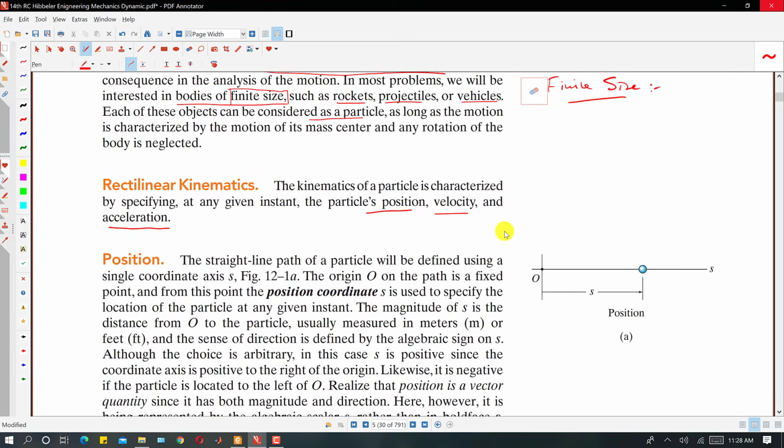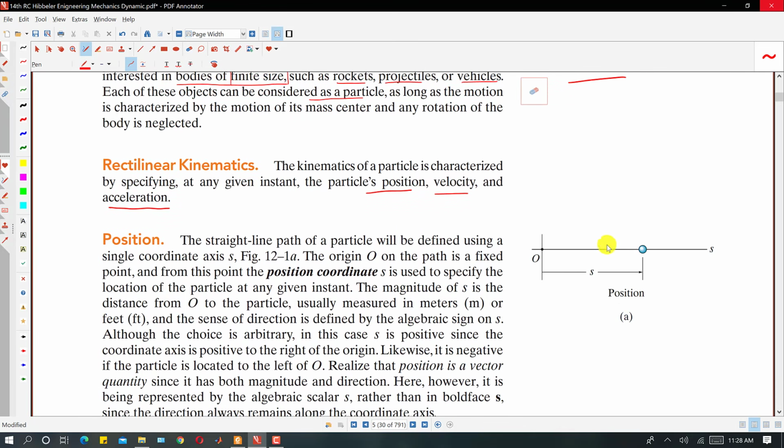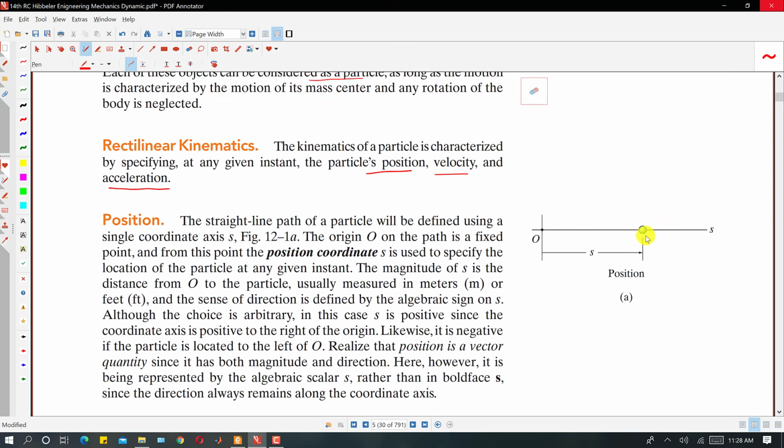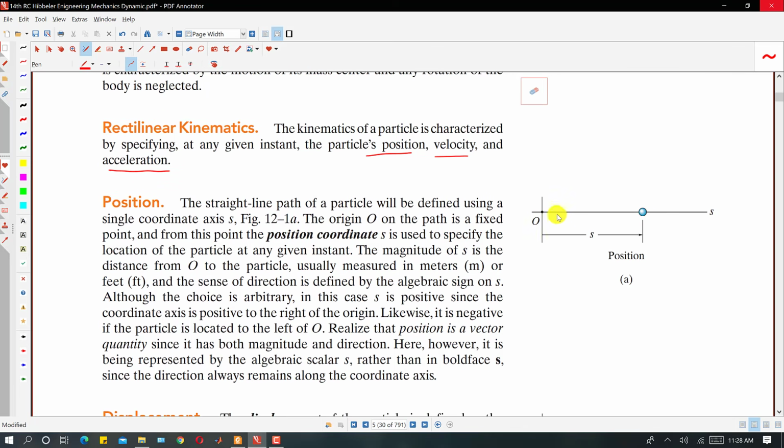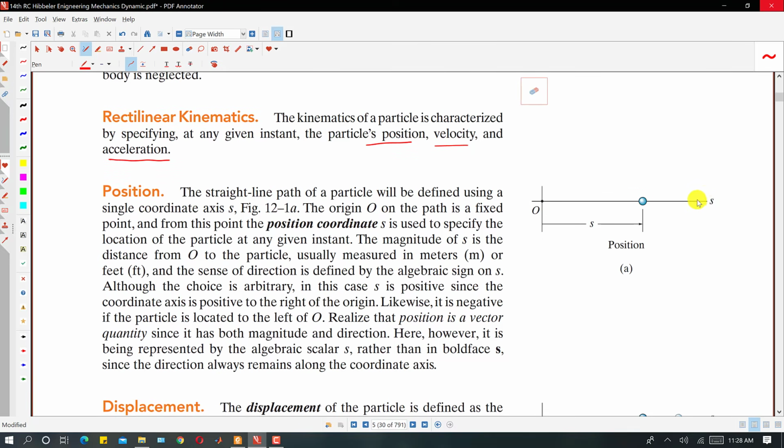So when a body is moving in a straight line, let's say that this sphere is a particle which is moving in a straight line, and this is the direction of motion, or the positive position. Let's say that this is the particle and this O is the origin. If we want to represent the position of this object, we can draw an arrow like this, and we can say that this is the position vector of this object.